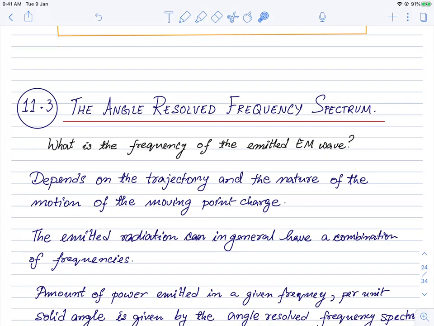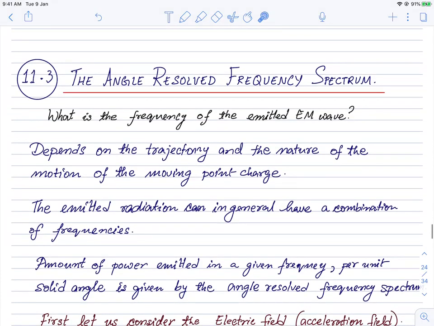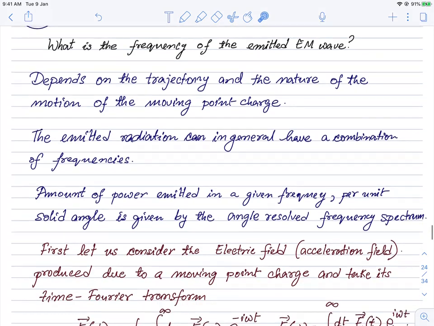And of course, it depends on the trajectory. For instance, if the electron is oscillating with some given frequency, then the electromagnetic wave will also have the same frequency. But here, let's say it is moving and emitting Bremsstrahlung, then it will have a combination of various frequencies. It will depend on the trajectory of the electron what kind of frequencies are there.